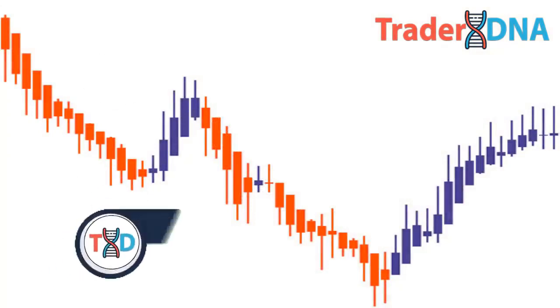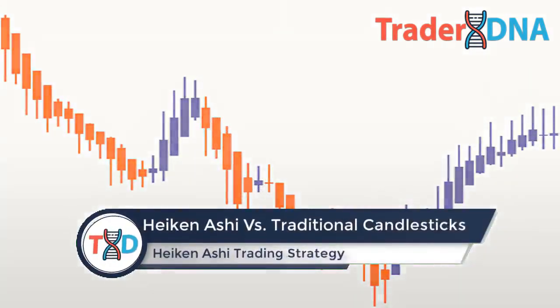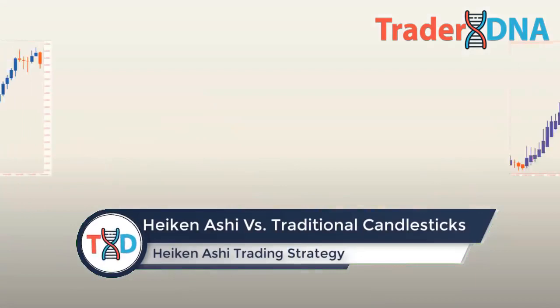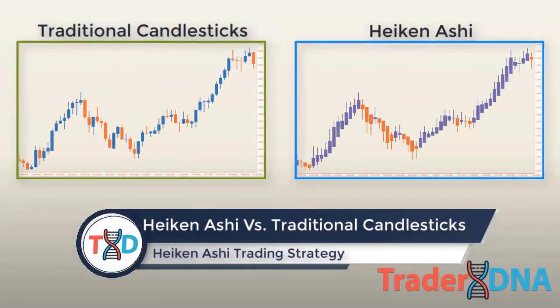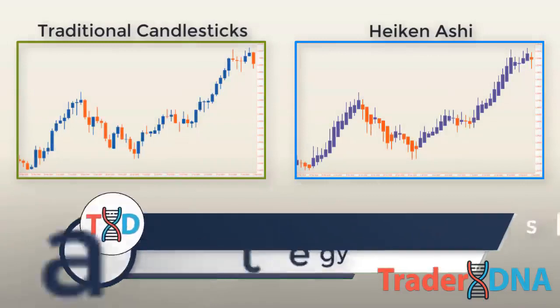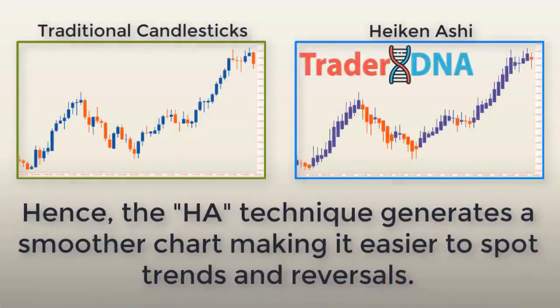The difference between Heiken Ashi and traditional candlesticks. The main difference between the traditional candlestick chart and the Heiken Ashi chart is that the latter uses a modified formula based on 2-period moving averages instead of open, high, low, and close prices. Hence, the technique generates a smoother chart, making it easier to spot trends and reversals. The Heiken Ashi charts also obscure gaps and some price data.